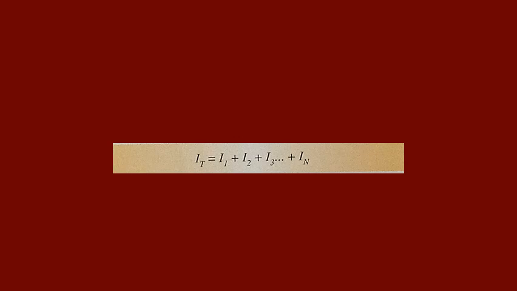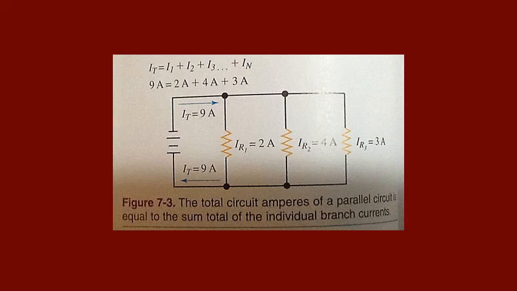Since the total current in a parallel circuit is equal to the sum of the branch currents caused by each individual resistance, the formula can be written as seen on the screen, where N is the total number of currents. Work through the circuit shown in figure 7-3. You can see that the sum total of the three individual resistor currents equal the total source current of 9 amperes.